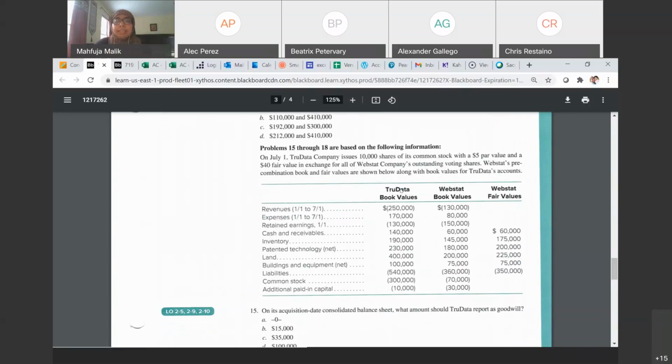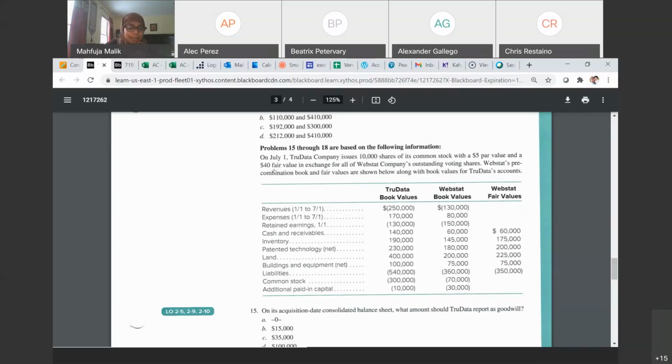So here True Data is your parent company and True Data is purchasing Webstat. Webstat is the subsidiary company. So you have True Data's financial statement items, book values, of course, these are from their books, balance sheet items, Webstat's book value, and you are also given the fair values. And we all know for the worksheet, the final column should reflect the sub's fair value. So that's what you have to remember. And then you have this information, True Data issued 10,000 shares for purchasing Webstat. Now look at that. The common stock par value is $5. And True Data's stock is traded at $40.